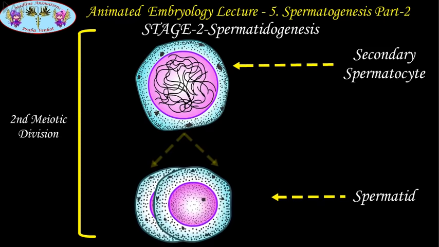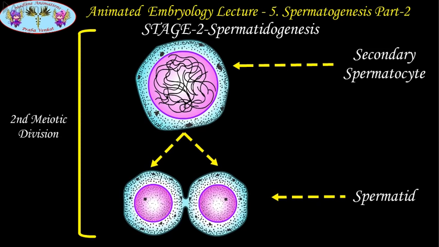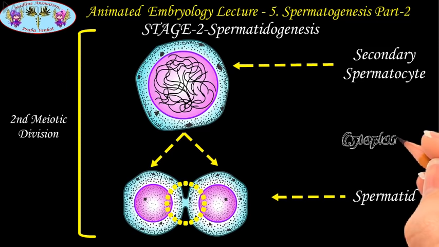As the transition is so rapid, usually it is difficult to see the secondary spermatocytes in the histology sections. And all the divisions from spermatogonium till the formation of spermatids are incomplete divisions. So, all the cells forming from a single spermatogonium remain connected to one another by cytoplasmic bridges that leads to synchronous development.